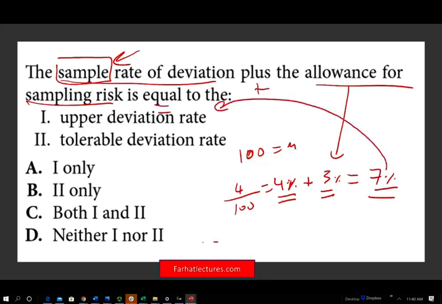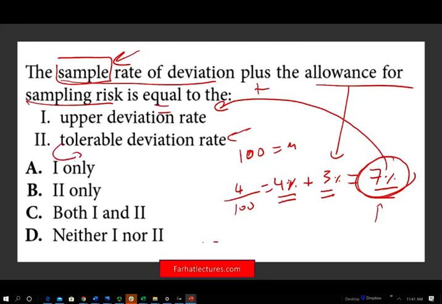So the upper deviation rate is how much we think the sample has a deviation. We could have up to 7% based on our sample plus the allowance for risk. This is the upper deviation rate. Now, what about the tolerable deviation rate? This is important. The tolerable deviation rate is how much we can tolerate before we say we cannot rely on the control.